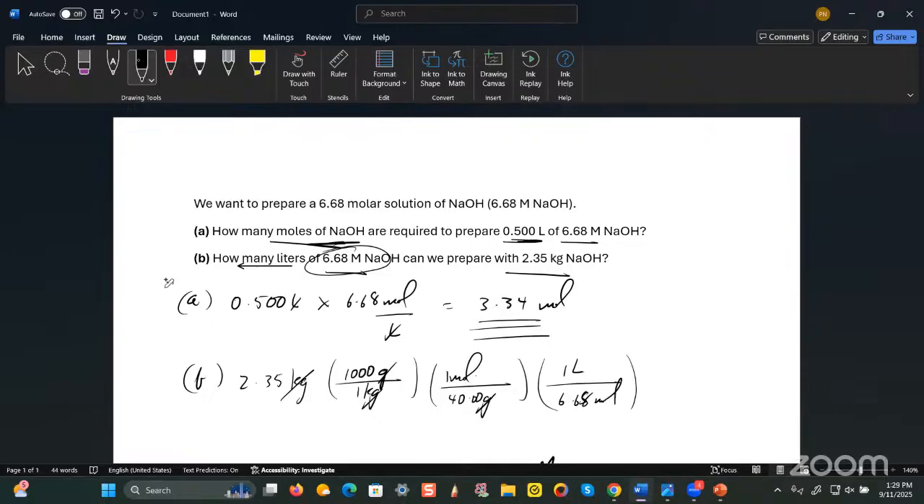Let's see what that gives. So that is 2.35 times 1,000 divided by 14.00 and then divided by 6.68. And according to my calculation, this works out to be equal to 368. So that will be 8.79 liters. That's how you do that.